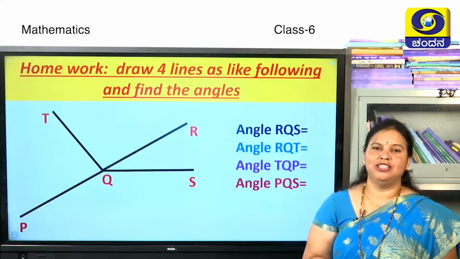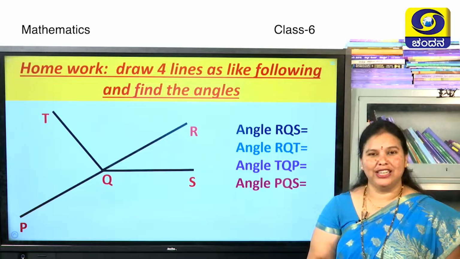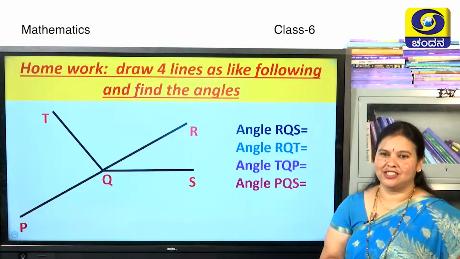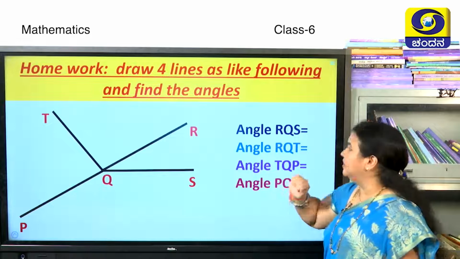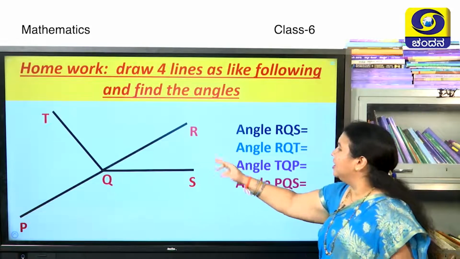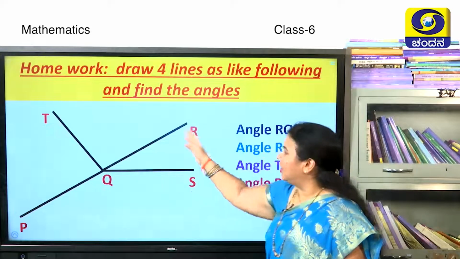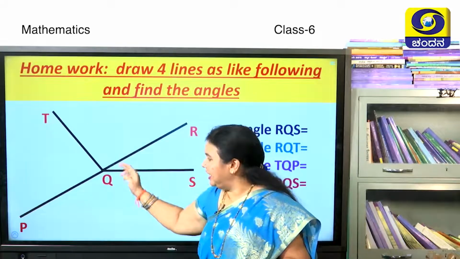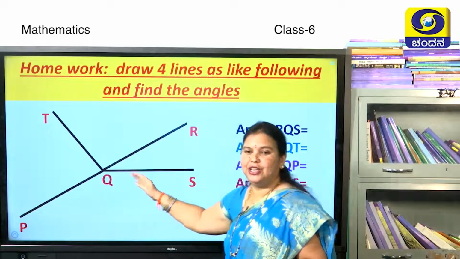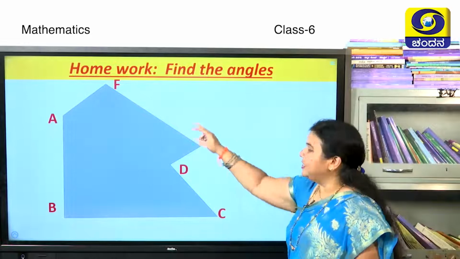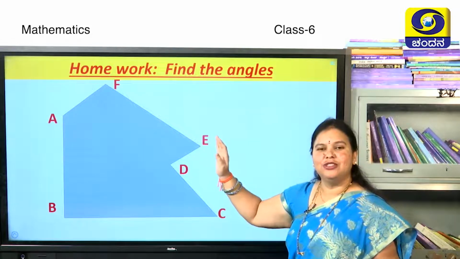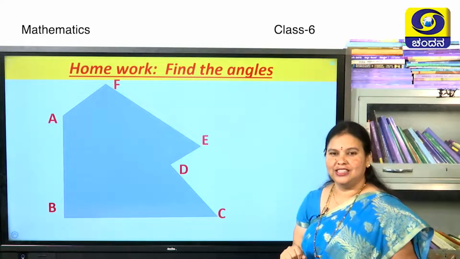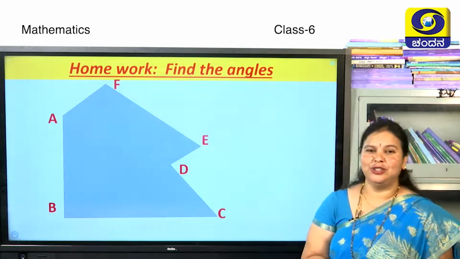Now it's time to give you home assignment. Do it today itself and show it to your teachers. Draw four lines as like following and find the angles. Here you have to find the angle RQS, RQT and TQP and PQS. Next one. In this picture, you have to find the angles by measuring using a protractor. Okay? I hope you will do it today itself.